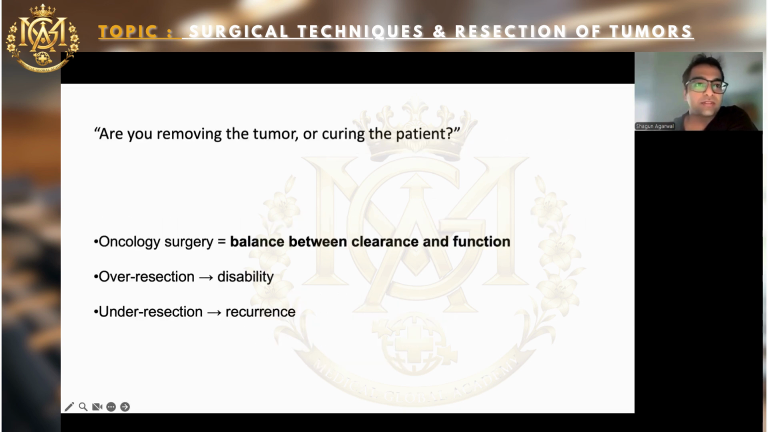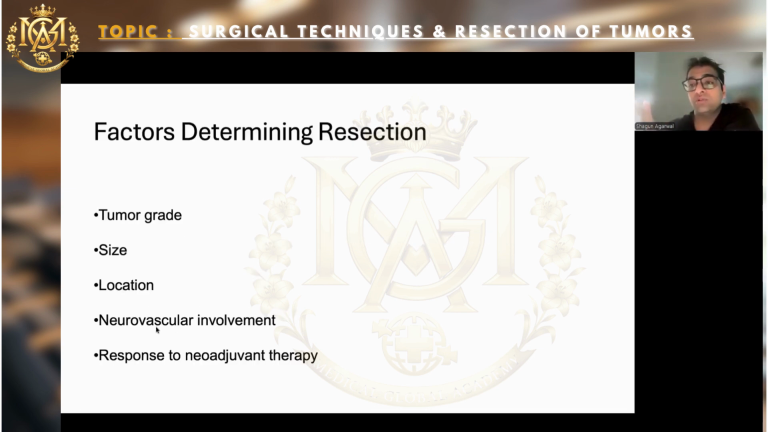We'll start with the question that you must ask yourself whenever you see a patient with a tumor in the limbs, or in the spine: are you removing the tumor or are you curing the patient? And as they say, you must treat the patient. Consider location, intra or extra compartmental, and neurovascular involvement. If the nerve is involved, definitely it's going away.